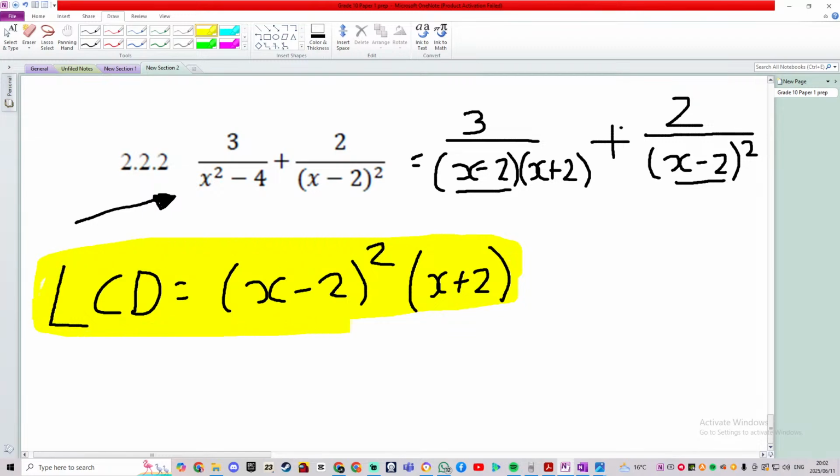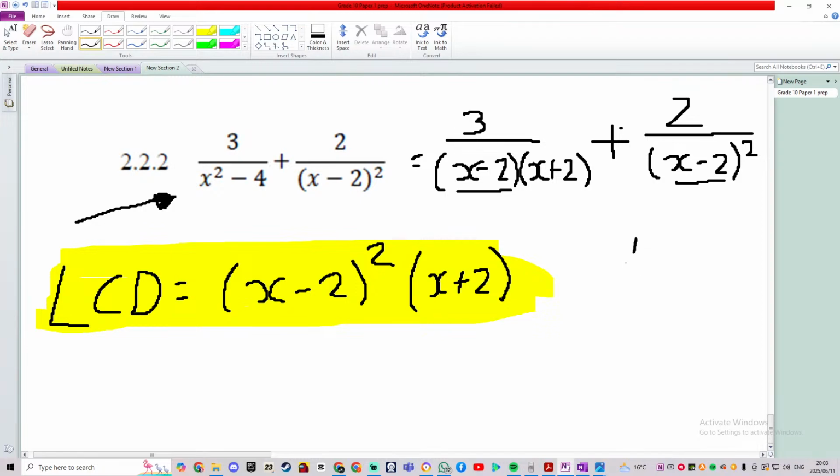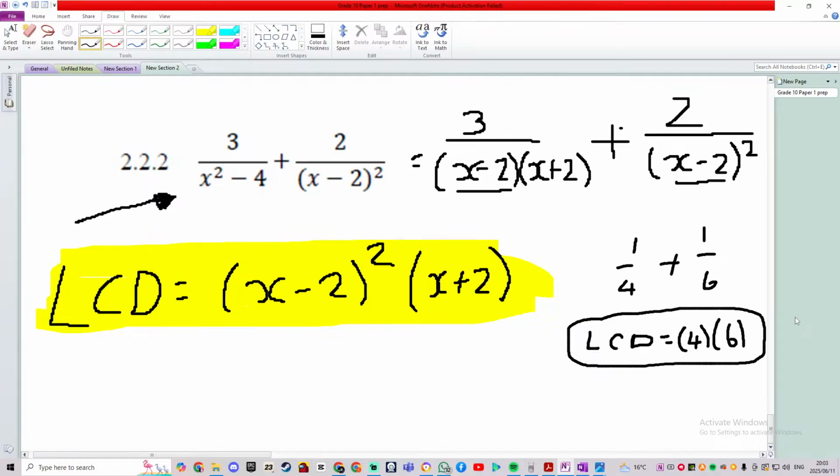And I know you're asking questions now. How come? How is this possible? Why did the resolution just change now? That is your LCD there. Whatever you have at the bottom, it's always that your LCD. Even if you had something like a number, if you had 1 over 4 plus 1 over 6, you could have your LCD to be this, 4 times 6. You can. You actually can.